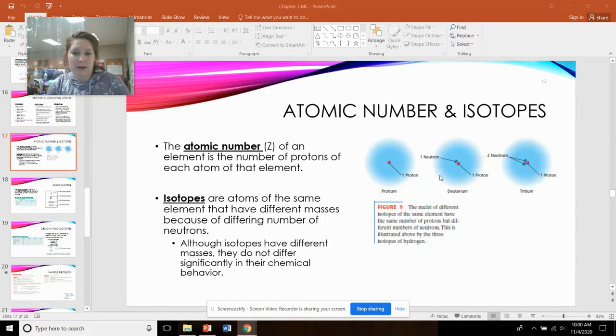So the atomic number and isotopes are really important concepts. The atomic number of an atom or an element is represented by the letter Z, and it's the number of protons that each atom of that element has. Now, isotopes are atoms with the same number of protons, with the same atomic number, but they do have different numbers of neutrons. So they're the same element, they're just a little different with the different numbers of neutrons, but they don't really have any different chemical behavior or reactivity. So for example, here we have the protons, and the neutrons, and then these are all different isotopes of hydrogen. Okay?